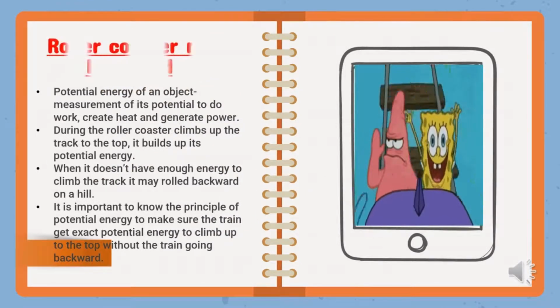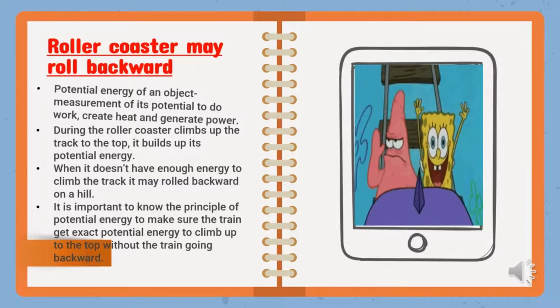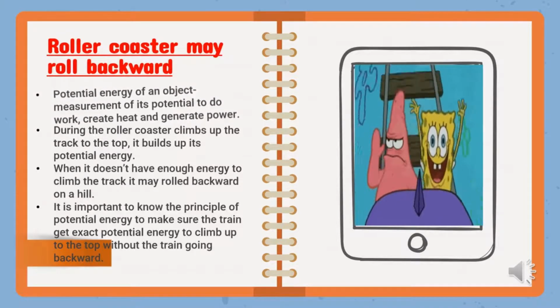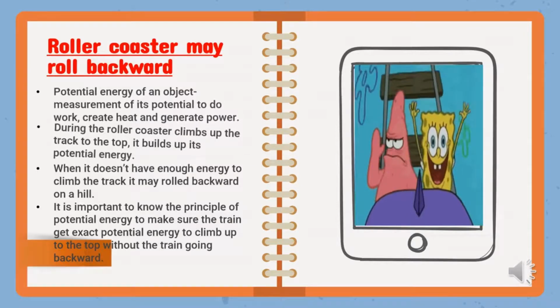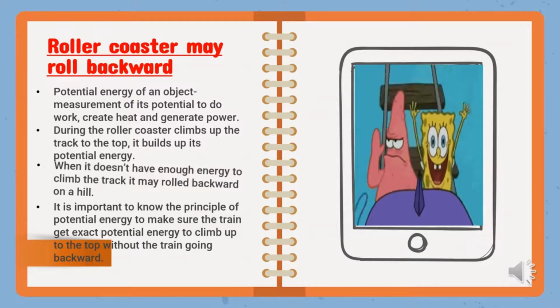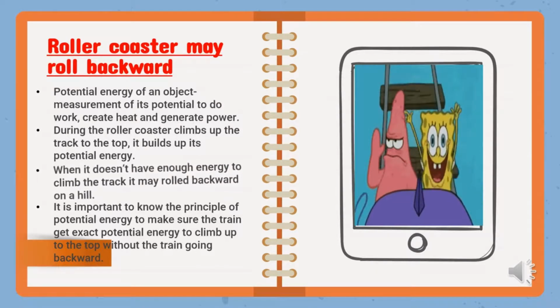A roller coaster may roll backward. As mentioned before, potential energy of an object is a measurement of its potential to do work, create heat, and generate power. While the roller coaster climbs up the track to the top, it builds up its potential energy. When it doesn't have enough energy to climb the track, it may roll backward on a hill.